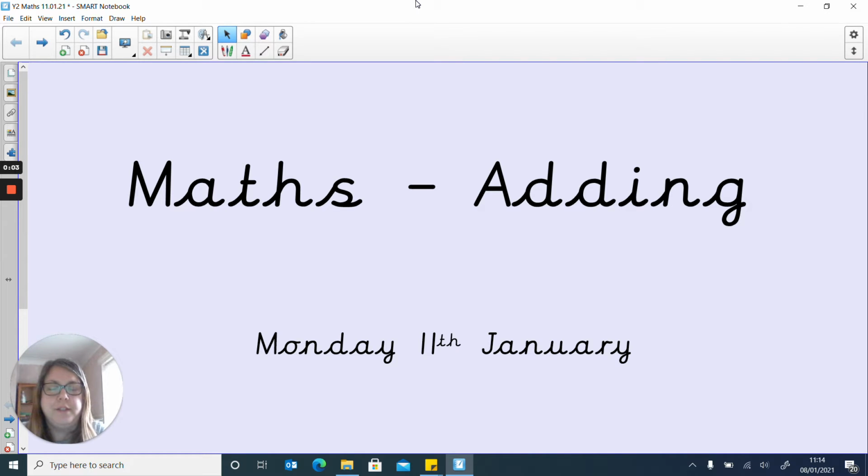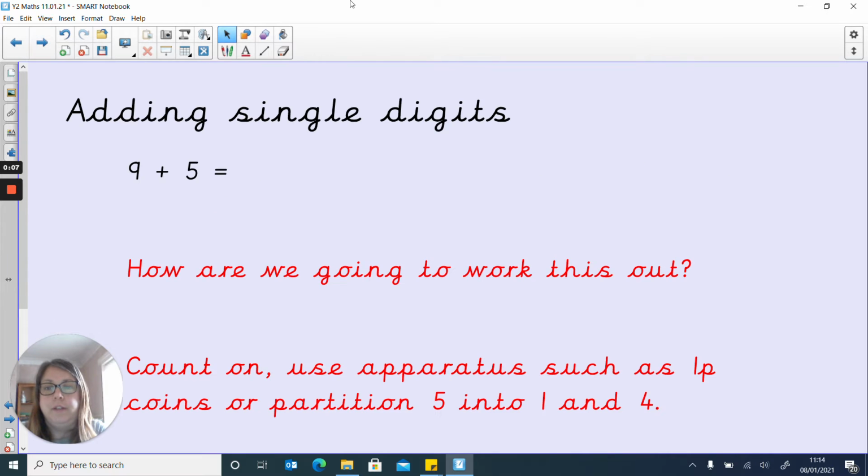So today we're going to look at adding in maths. We're going to add single digits first of all. So we're going to look at our number sentence here, which is 9 add 5 equals. So we're going to think about how we can work this out.